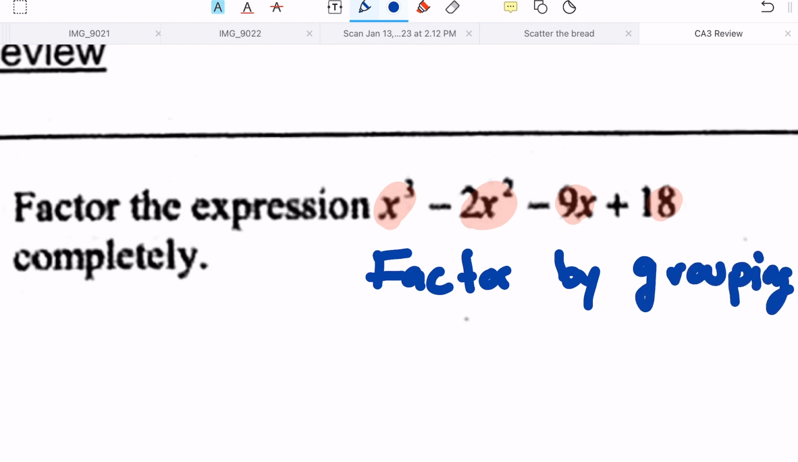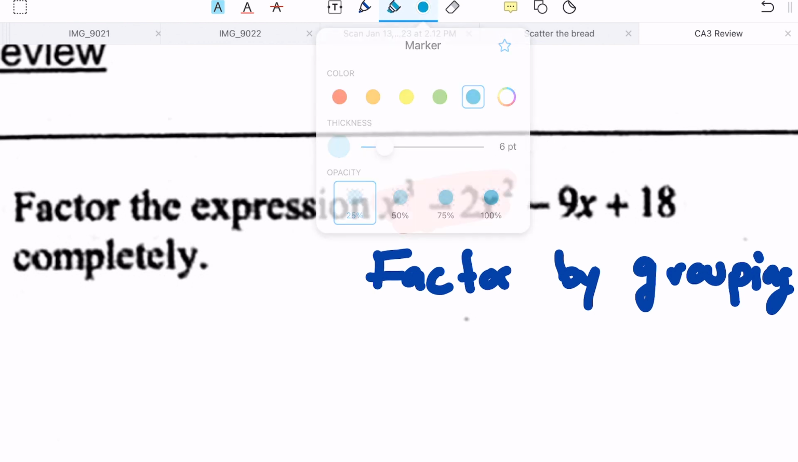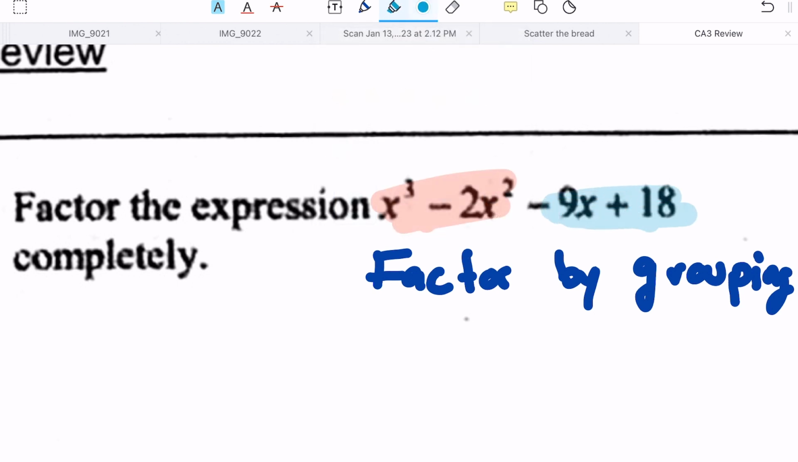Okay, so factor by grouping means we're going to look at the first two terms. We see there's a GCF there of x squared. And then we're going to look at the last two terms, and we see there's a GCF of -9. Okay? So, the GCF here, what's common, is the x squared.